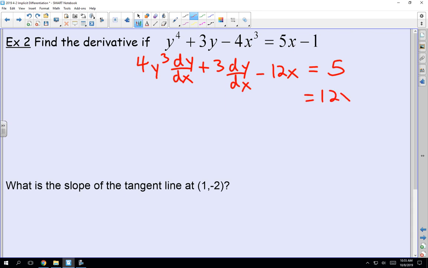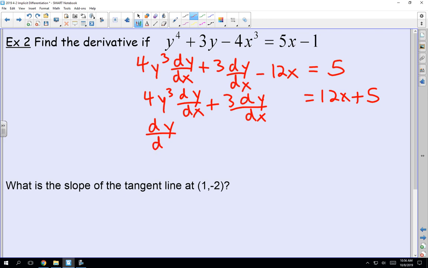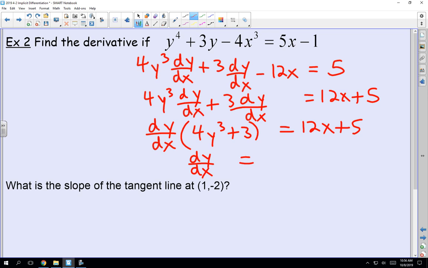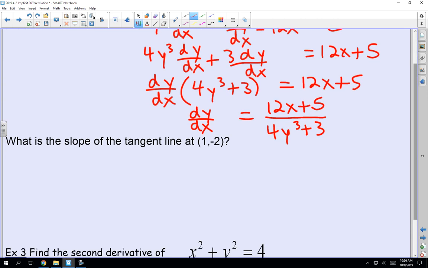So I have 12x plus 5 over here, and 4y cubed dy/dx plus 3 dy/dx over here. Then I factor out the dy/dx. And then finally just divide through by that term in parentheses there. So dy/dx equals 12x plus 5 divided by 4y cubed plus 3. And that's my derivative in implicit form.